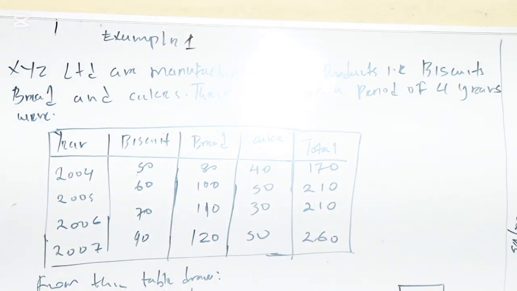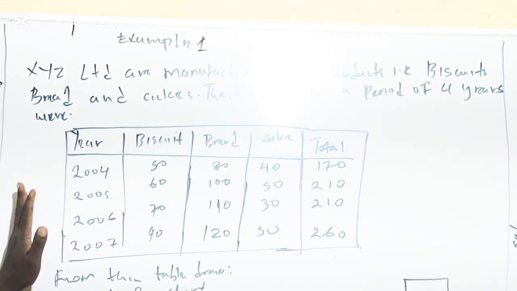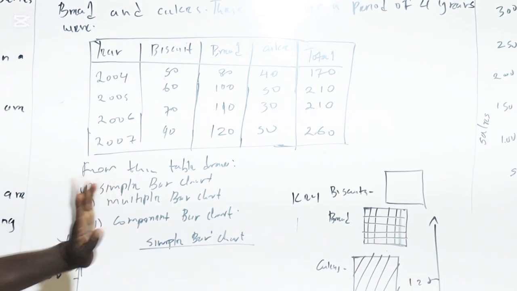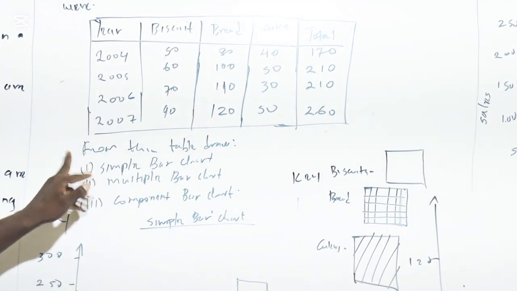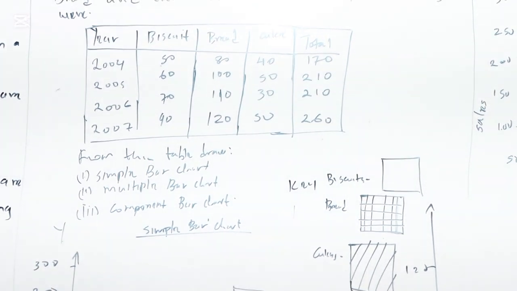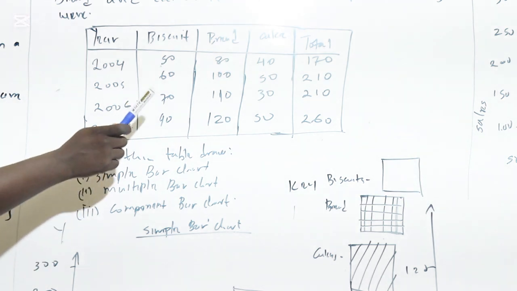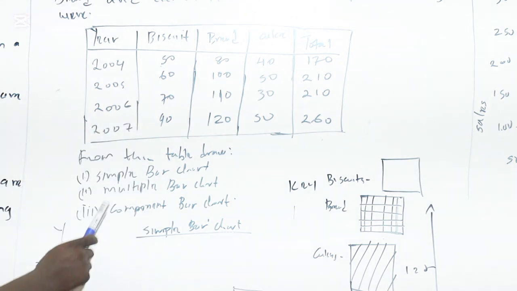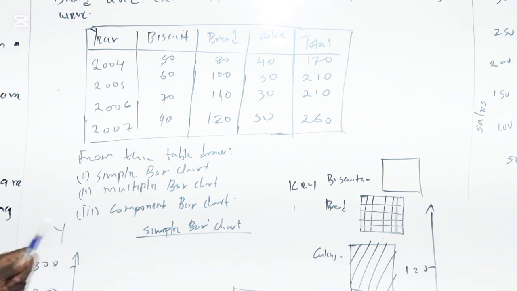I continue to the question. From this table below, construct, how to draw. Now from the table above, we are to draw what? Simple bar chart, multiple bar charts, and component bar charts. So from this table, we draw simple bar charts, multiple bar charts, and component bar charts. So let's start with simple bar charts.